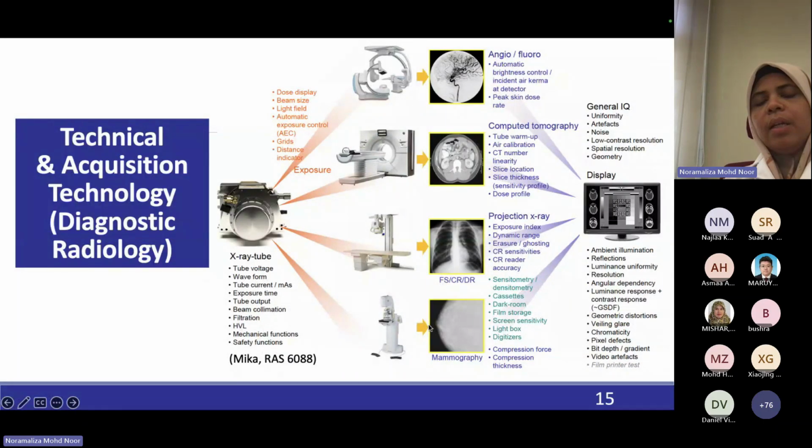And then to image the breast, we will use mammography, because it utilizes very, very low energy compared with the other modalities. After that, we acquire the image. Of course, we will send it to post-processing, and then after that, it will be displayed and interpreted by the radiologists.